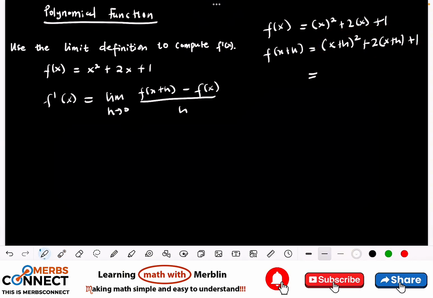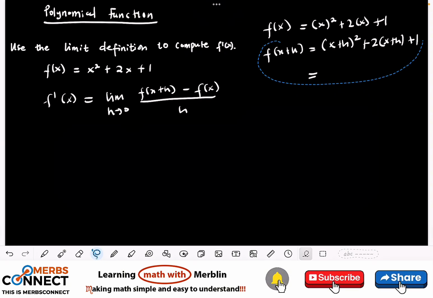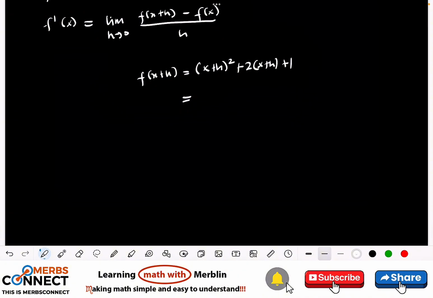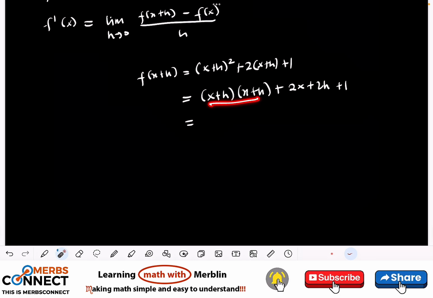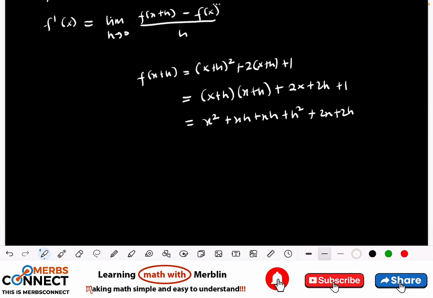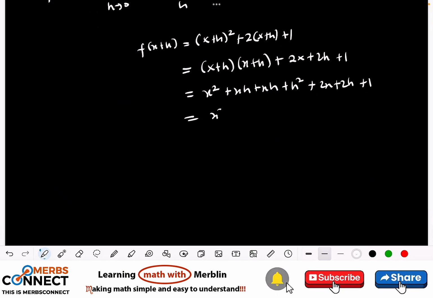So this is the same as, now, x plus h squared can be written as x plus h, x plus h, right? Plus, now I can distribute the 2 here. I'm going to have 2x plus 2h plus 1. Then now what I can do is I can multiply these two. So x times x will be x squared, x times h will be plus xh, then h times x will be plus xh, then h times h will be plus h squared plus 2x plus 2h plus 1. So I can do some simplification here, which is x squared plus 2xh plus h squared plus 2x plus 2h plus 1. Can I simplify any term here?